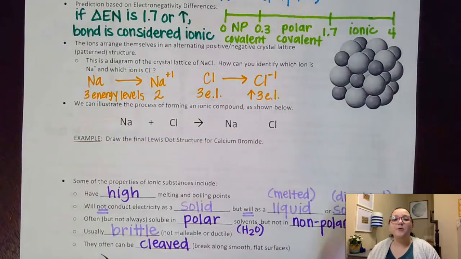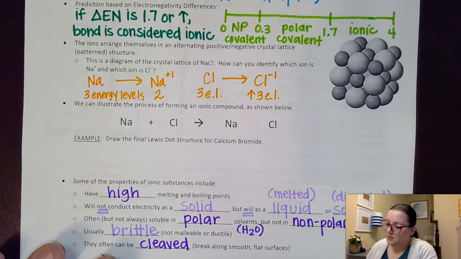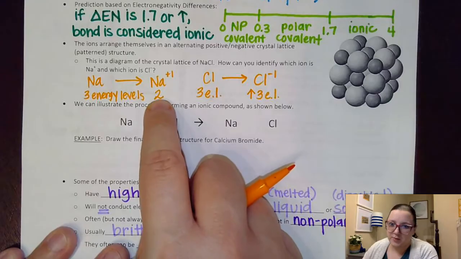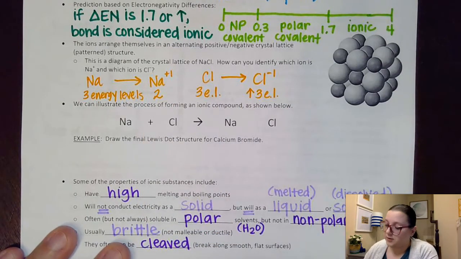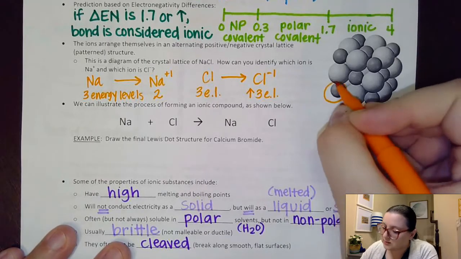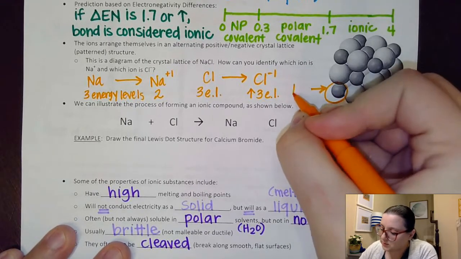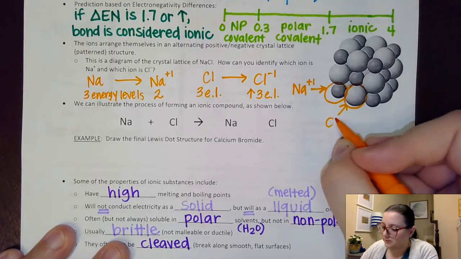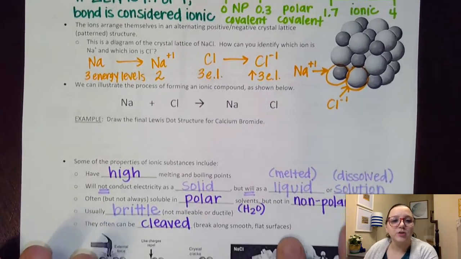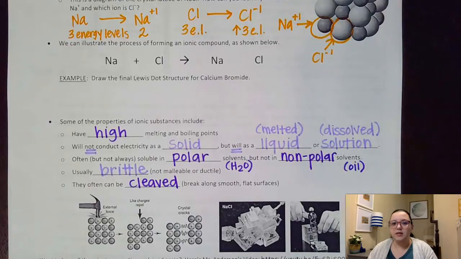So when I want to identify which element is which in this structure, I'm going to say, well, if sodium dropped down to only 2 occupied energy levels, that means it should be a lot smaller than the chlorine with its 3 occupied energy levels. So I would guess that this smaller ion here must be the sodium, whereas the larger ion here must be the chlorine. Okay, so now let's talk about another way we can illustrate ionic compounds besides drawing a crystal lattice structure like that.